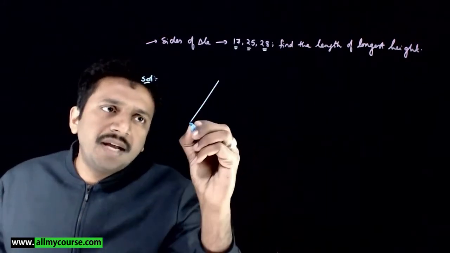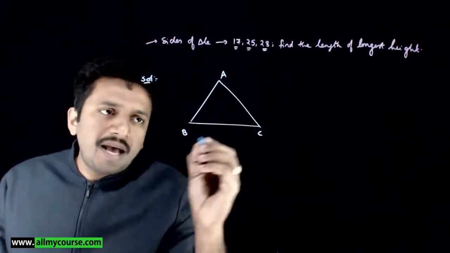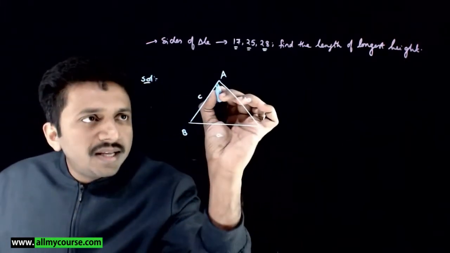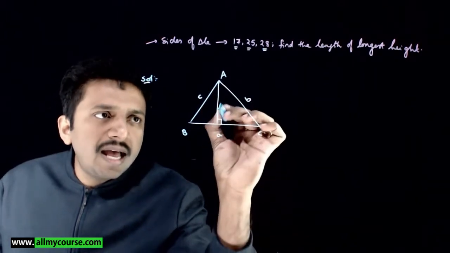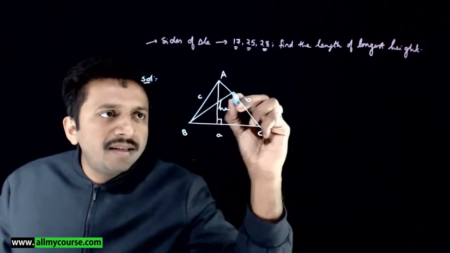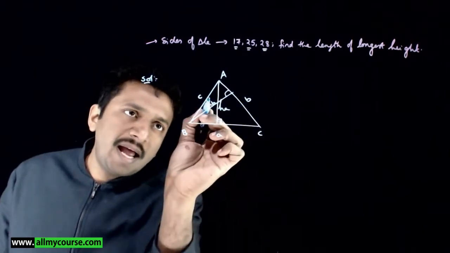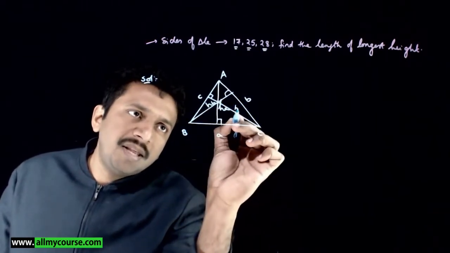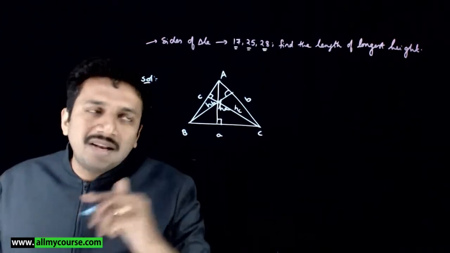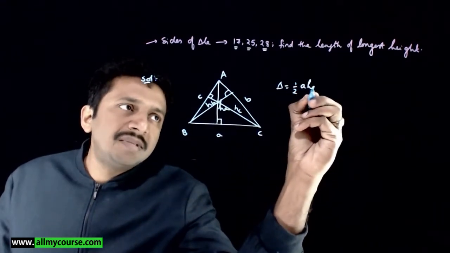So if you have a triangle, let us call it ABC, you have three sides, small a, small b and small c. Now let us say that HA is the height corresponding to the base a, HB is the height corresponding to the base b, and HC is the height corresponding to base c. Now what is the area of this triangle? The area of this triangle is given by half times a times HA.